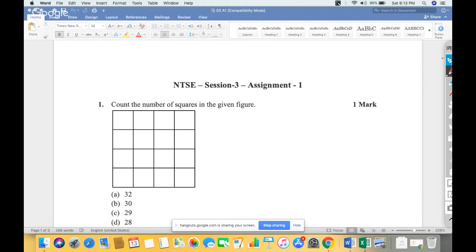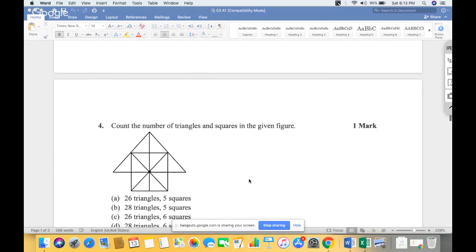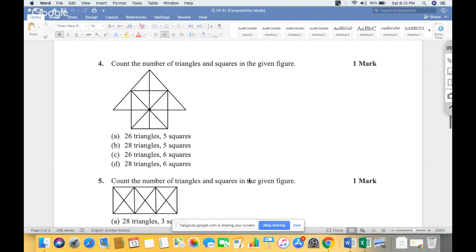So a bigger figure would be given to you, and in that particular big figure we will identify how many squares are there, how many rectangles are there, depending on what the question is telling us to do. So in this particular case, let me identify a small question for you.